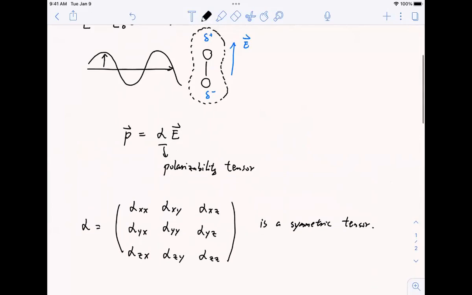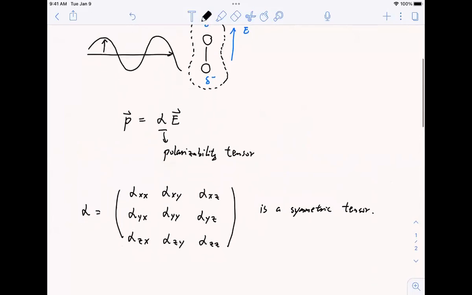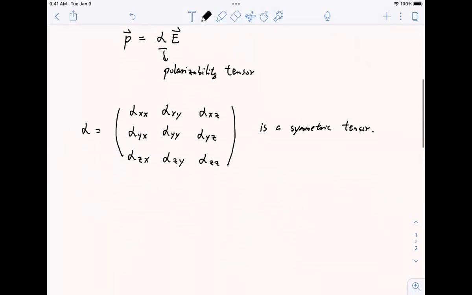Now let's consider vibration. By the way, once you get the dipole moment, the dipole will just oscillate and radiate light. So once you get the dipole, the radiation will be straightforward.